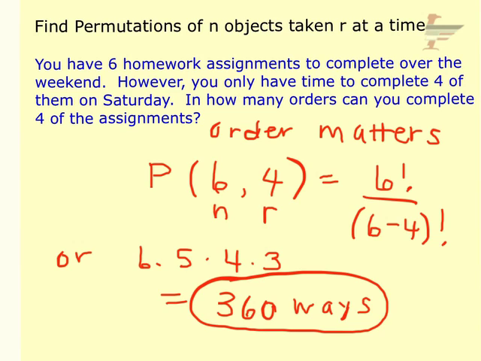All right, here's the answer. First of all, order matters, because if you do math and then English or English and then math, that would be 2 different orders. So it is a permutation, and you have 6 assignments, and you're going to complete 4 of them. So your n is 6, your r is 4. I just wrote the equation over here, 6 factorial over 6 minus 4 factorial, which is 2 factorial. Or if you don't like the permutation idea, you can just say, I have 4 slots to fill, 6 to choose from, then I'm down to 5, then I'm down to 4, then I'm down to 3, which is the same thing as the permutation formula, and you get 360 ways.